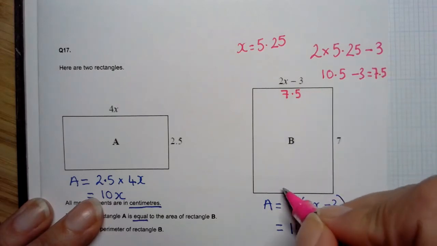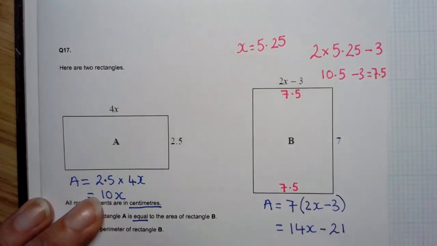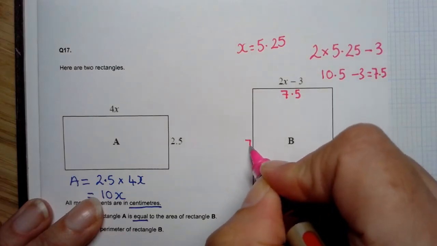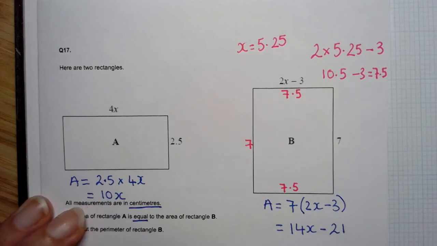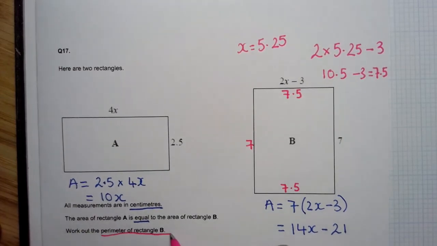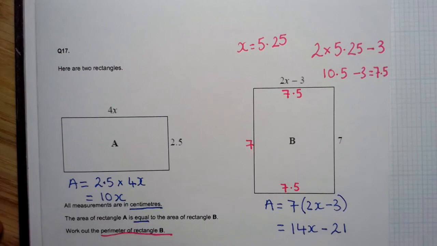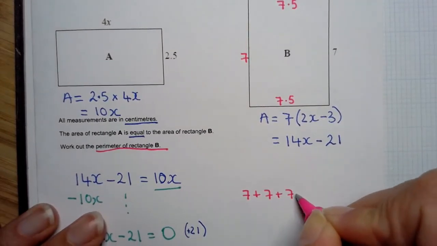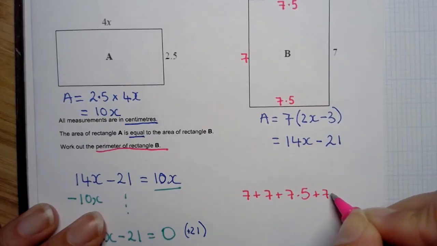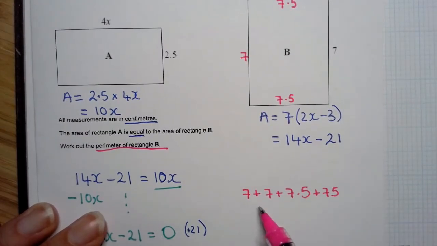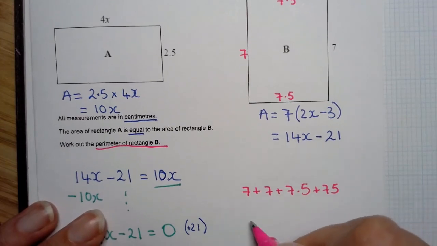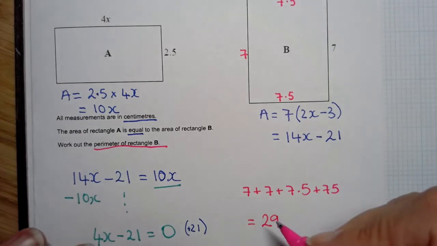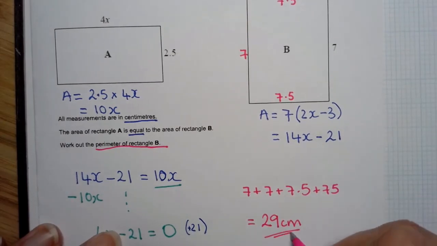I know that the one opposite is 7.5 because opposite sides in a rectangle are equal. And I know the one opposite this is 7. So to find the perimeter of rectangle B, I now just need to add up those values. So I am going to add 7 plus 7 plus 7.5 plus 7.5, and if I do that, that gives me 14, that gives me 15, and if I add them together I get 29. So the perimeter of shape B is 29 centimetres.